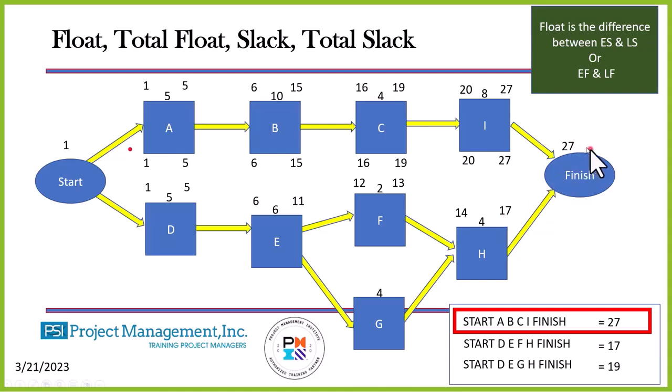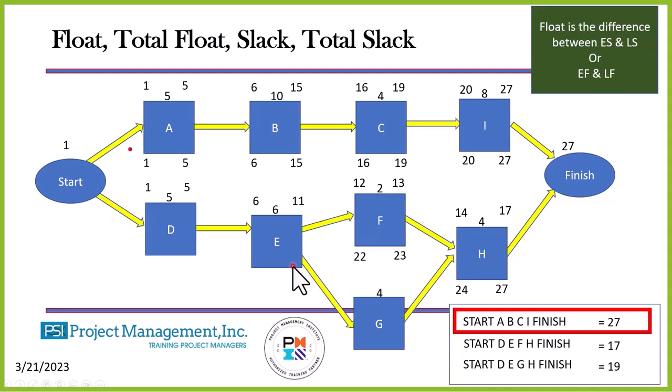According to my math, it's not. 27 is still the finish date of this project. Late finish of H will then be 27, the finish date of the project. My late start, subtract the duration and add 1, will be 24. The late finish of F will be 23. Subtract the duration and add 1. It will be a late start of 22.